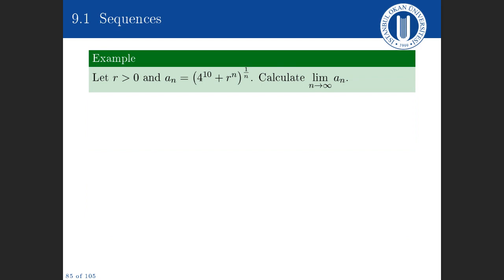Let r be greater than 0, and think about the sequence (4 to the power 10 plus r to the power n), all to the power 1 over n. Calculate the limit of this sequence. Well, there's 2 cases to think about: if r is between 0 and 1, and if r is greater than 1.